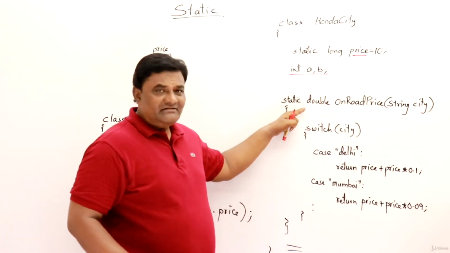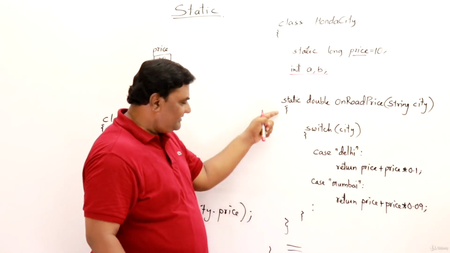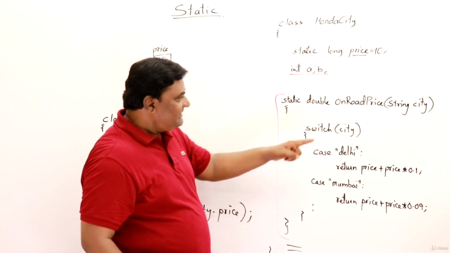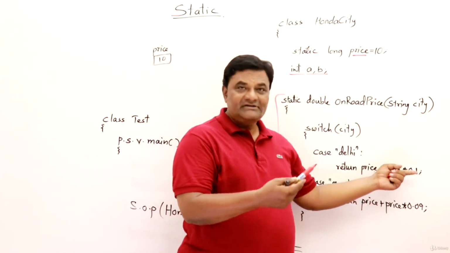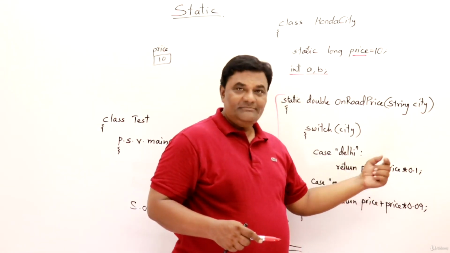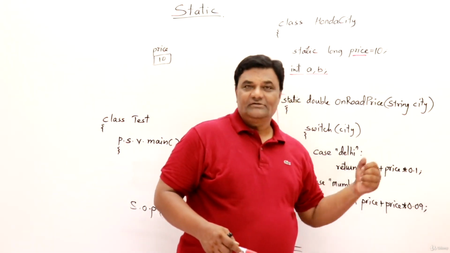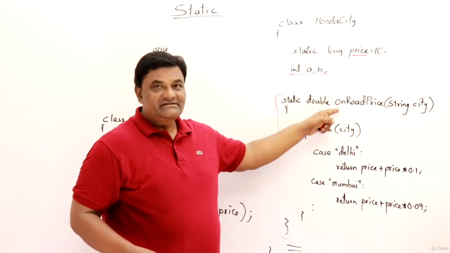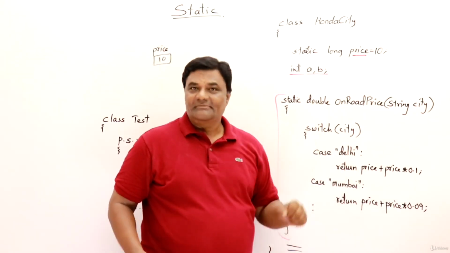On road price returns a double, and here I am taking a parameter string, and also I have shown the partial implementation of this method. You can see the method from here to here, and inside this, depending on the city: if the city is Delhi, then price plus 10% of the price, price into 0.1, that gives you 10%. If the city is Mumbai, then price plus 9% of the price. So 9% extra you have to pay, and you'll get the on-road price. This method will return the on-road price depending on the city, so you can pass the parameter.